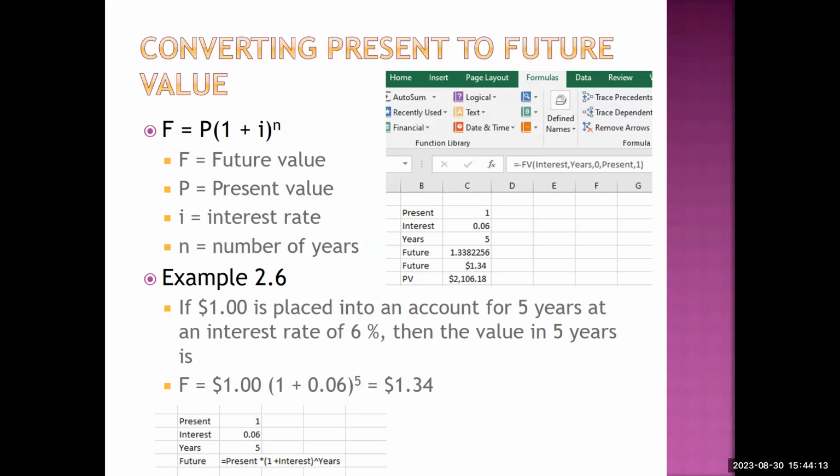Now, in answer to Lali's question, if you had $1.34 and you got it in 5 years, that would only be worth $1 in present value. So when we're converting everything to present value, we're discounting future money by the interest rate we could earn between now and then. So here's the equation to convert present to future value. So this is the opposite of what I just talked about, where we're discounting things to the present value. Now we're converting present value to future value. So either way.